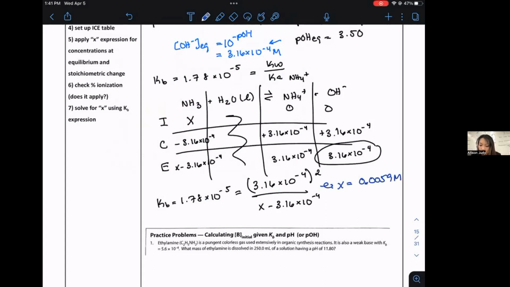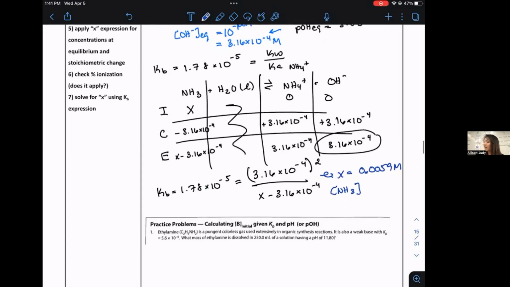Okay. And I could ask you then this, by the way, well, no, I wouldn't ask you pH because it's the initial concentration. So you're done. That is the initial concentration of NH3 base, weak base, ammonia. Okay, try the next one on your own.